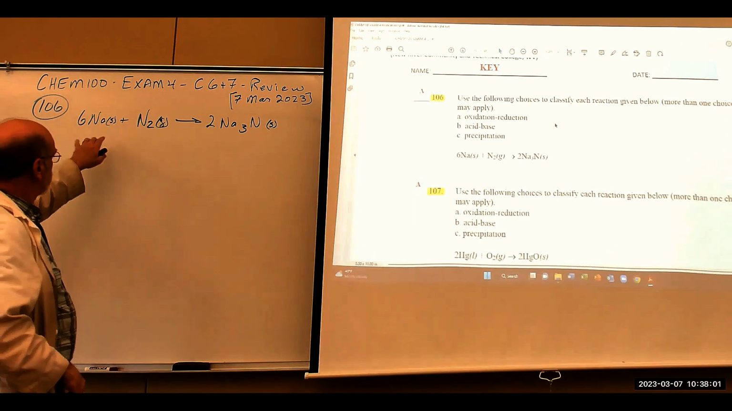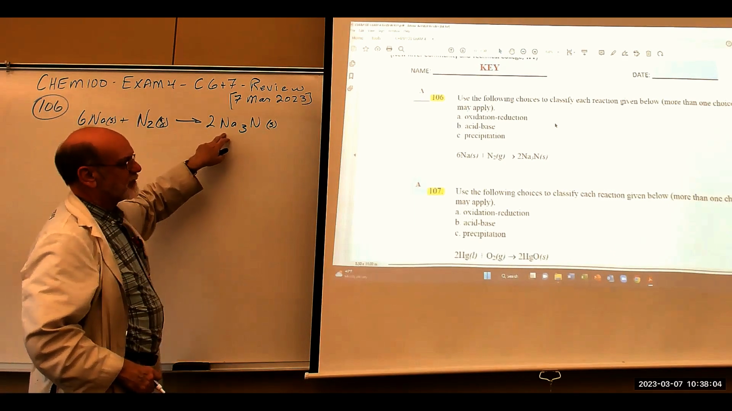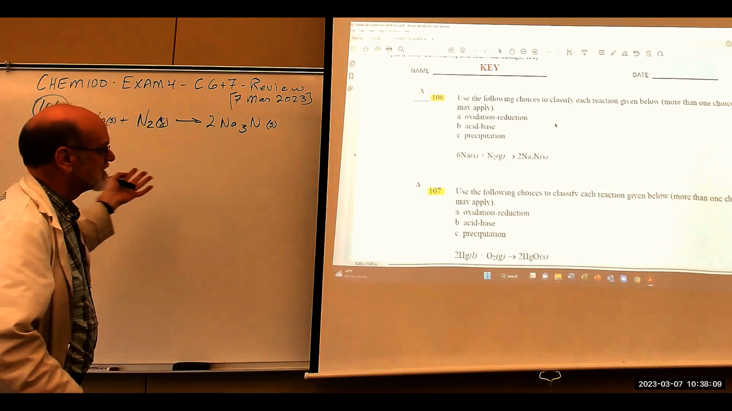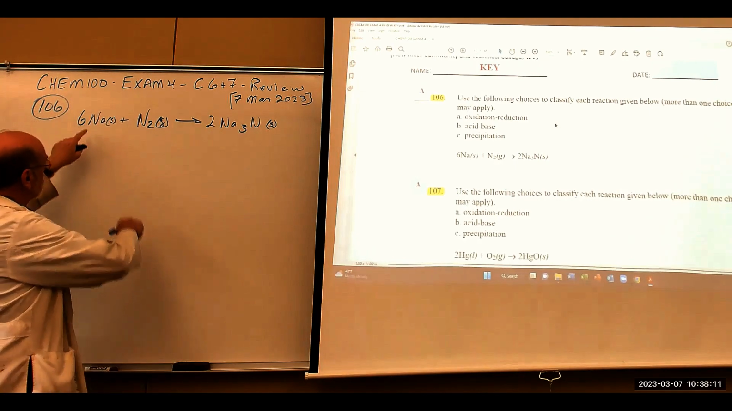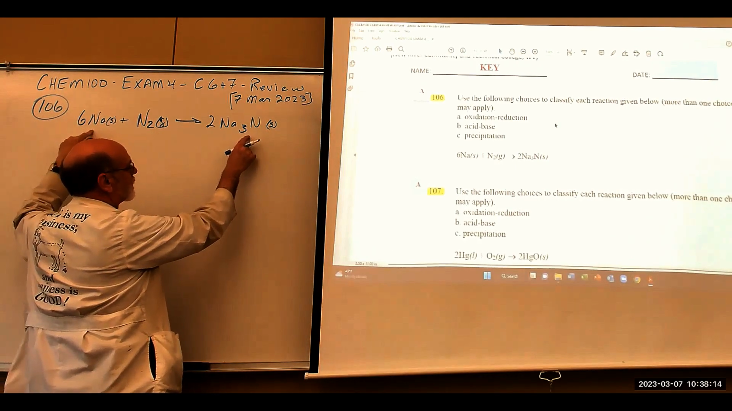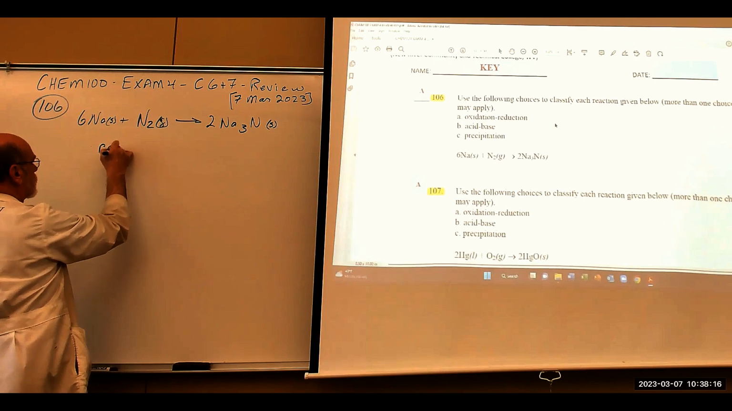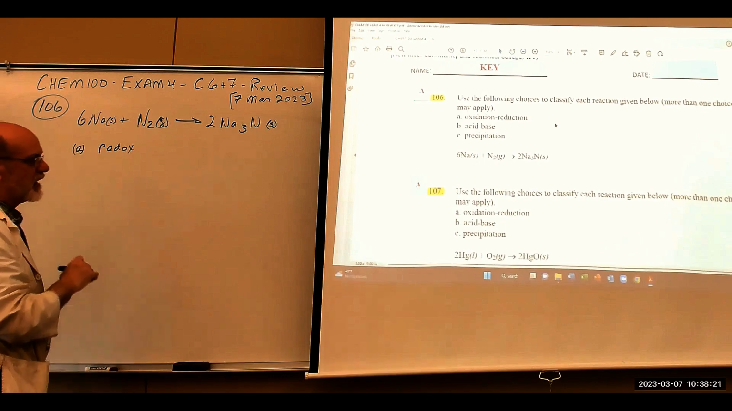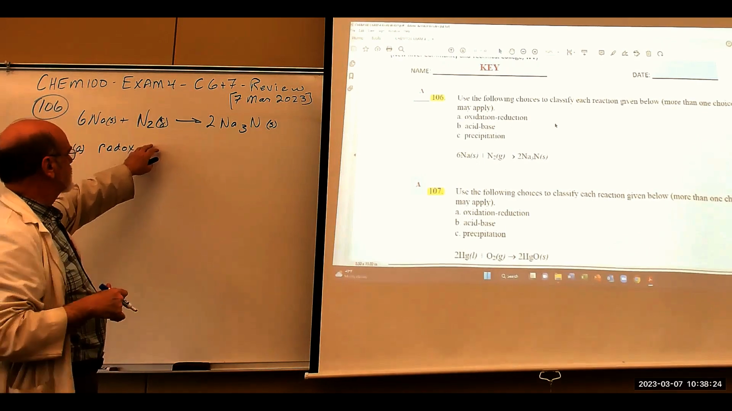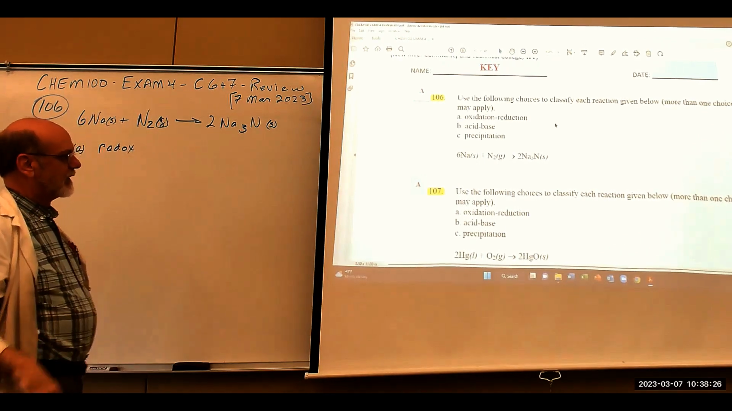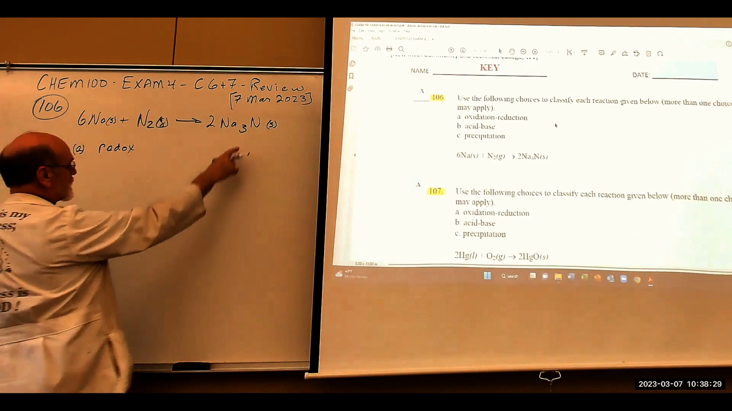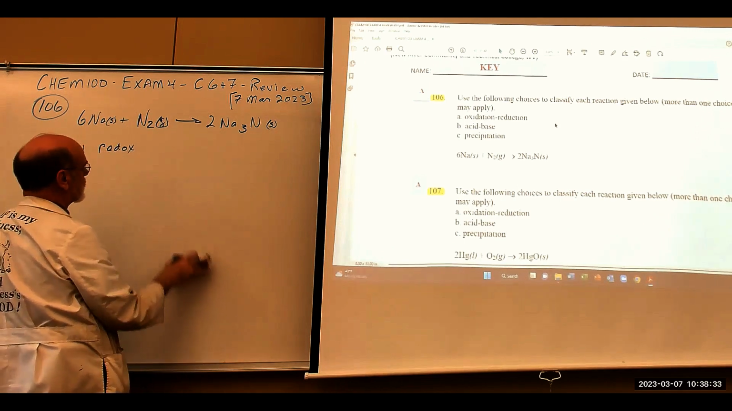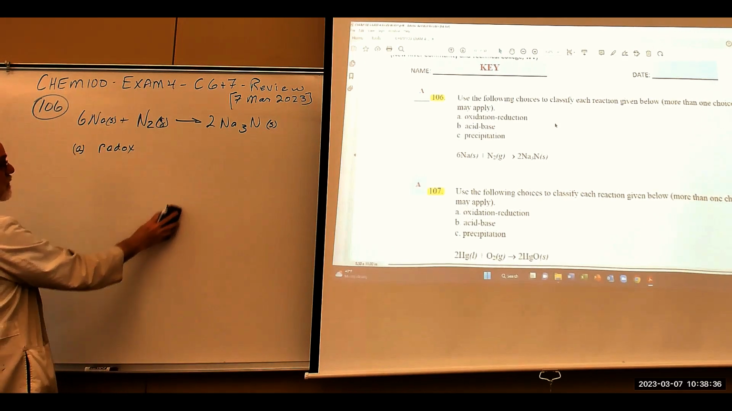Okay, what kind of reaction, well, we got elements making a compound. That's a synthesis. But is that one of the, no, synthesis is not up there. So we have an element here, an element here, and a compound there. This is a redox, which is A. How about B? Acid base? Nope. Precipitation? Nope. Even though we got a solid here, it's not formed from two solutions. So it's not a precipitation reaction. So A is the only proper answer here.